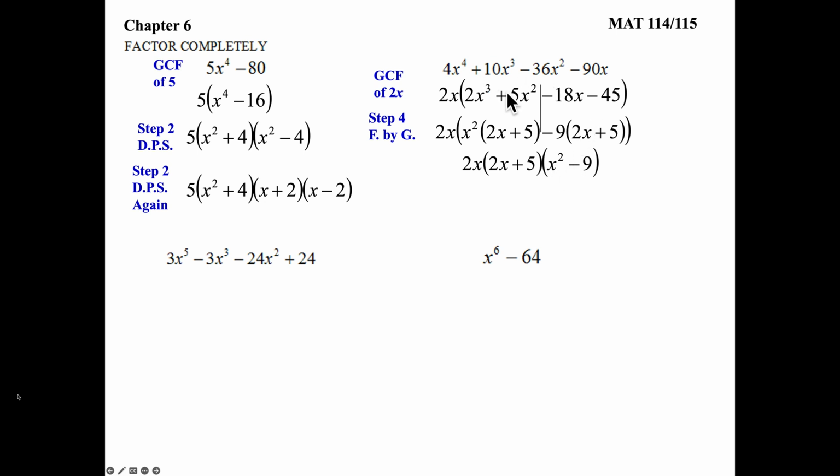If you would have looked up here, you never would have thought you had difference of perfect squares in this problem. Now that we factored out, that factors to an x plus 3, x minus 3. These we leave alone.